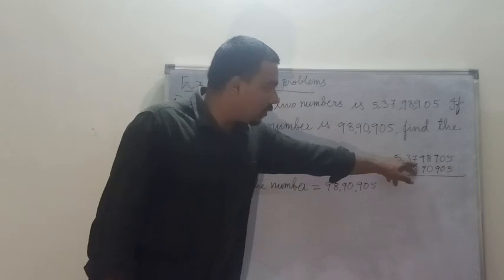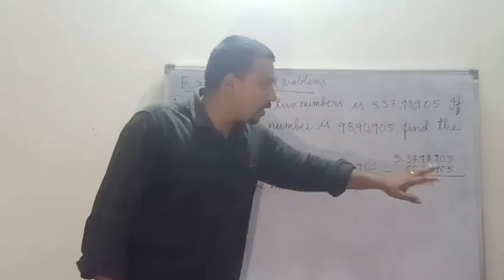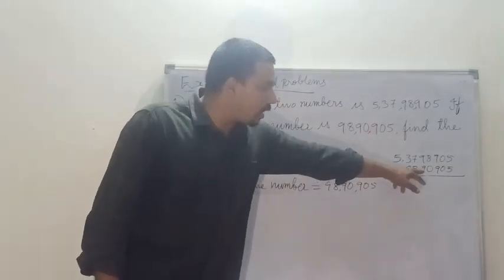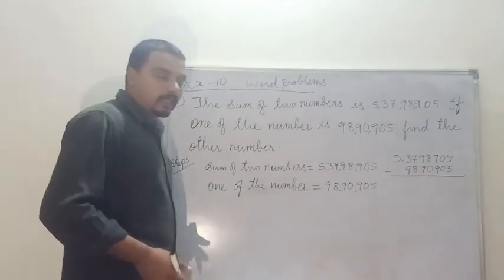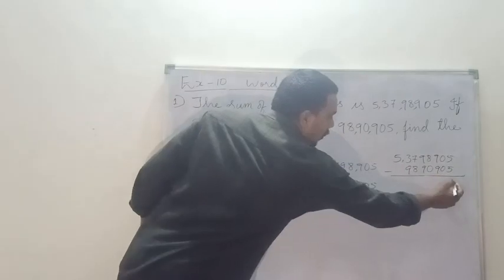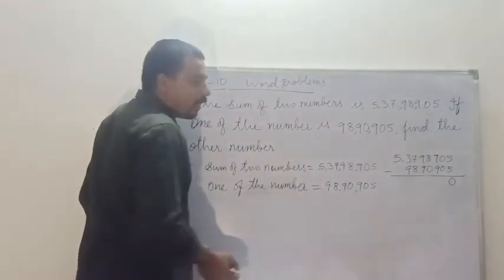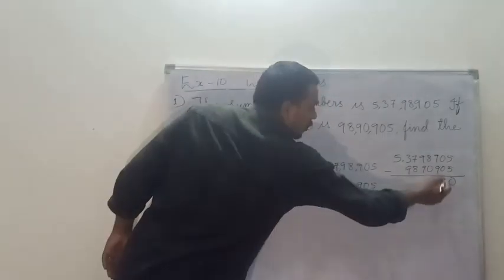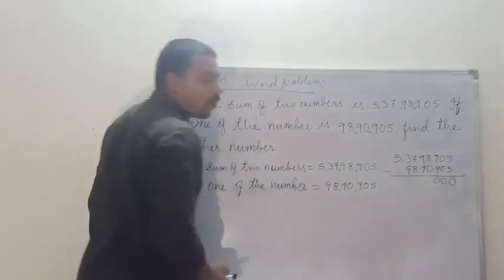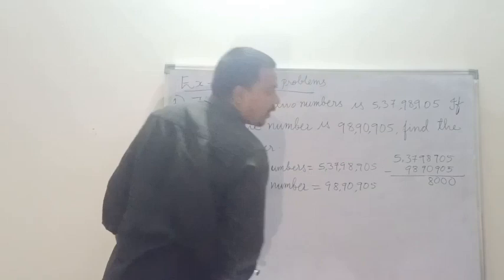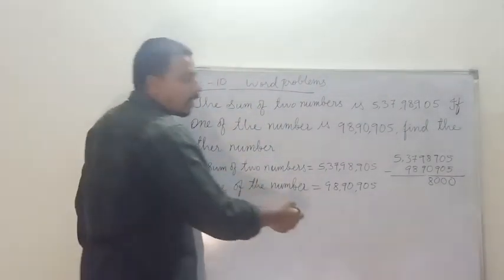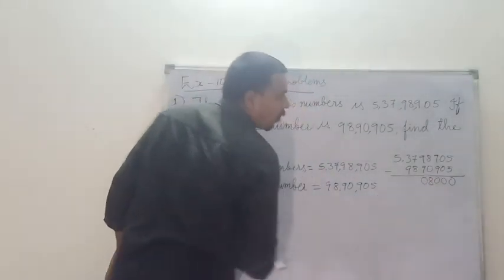Like this: 5 crore 37 lakh 98,905 minus 98 lakh 90,905. Let us find the other number. So 5 minus 5 is equal to 0. Next is 0 minus 0. 9 minus 9 is equal to 0. Again 8 minus 0 is equal to how much? 8. Again 9 minus 9 is equal to 0.